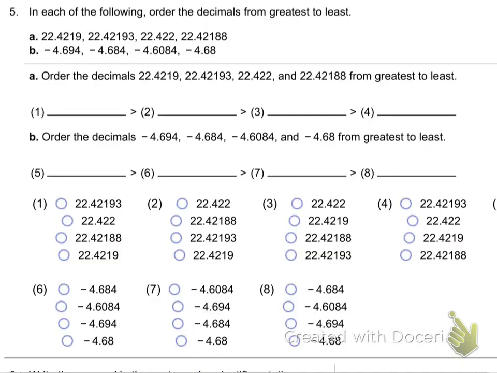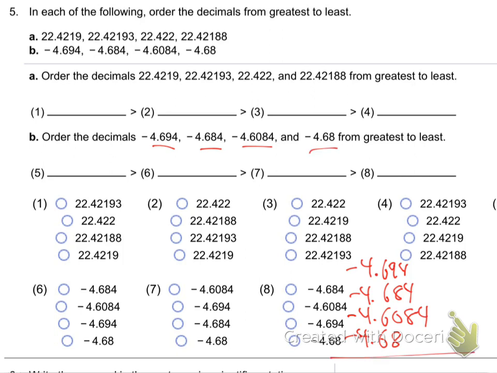Now let's try B. Go to a fresh screen here. Okay, on B, same kind of thing. We're going to order from greatest to least. So here, I'll come down here. I don't have a lot of room. So minus 4.694, minus 4.684, minus 4.66084, and minus 4.68. So we got those.